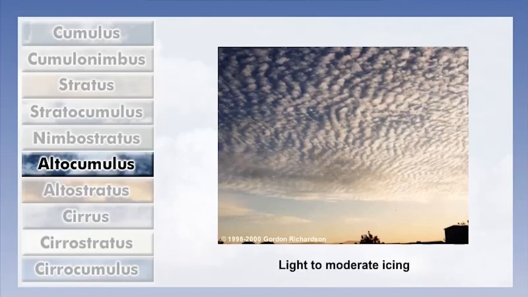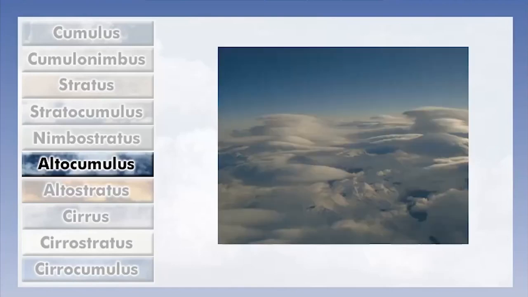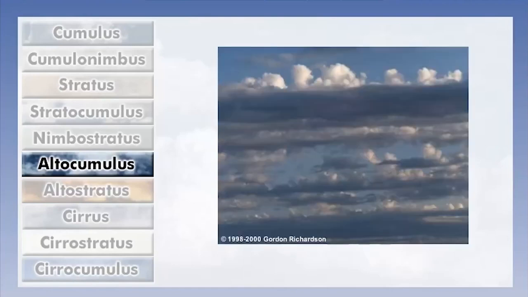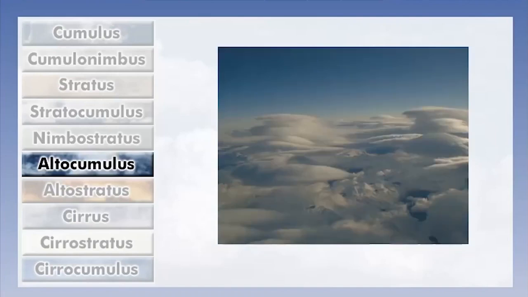Visibility in altocumulus is poor to fair, between 20 and 1,000 metres. There are two forms of altocumulus which are of particular importance, namely altocumulus lenticularis and altocumulus castellanus.